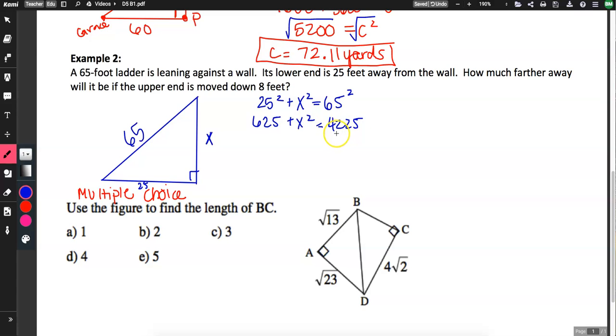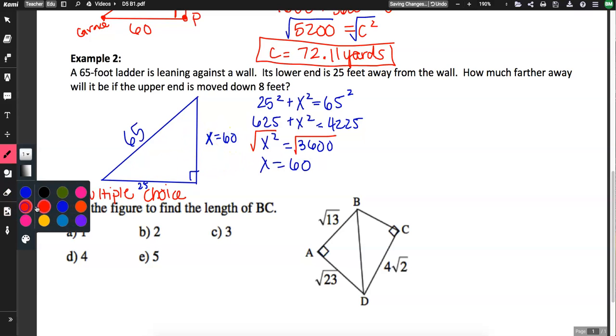65 squared is 4,225. Subtract 625, so x squared equals 3,600. I'm going to take the square root on both sides. So x equals 60. So that's the height of my wall.